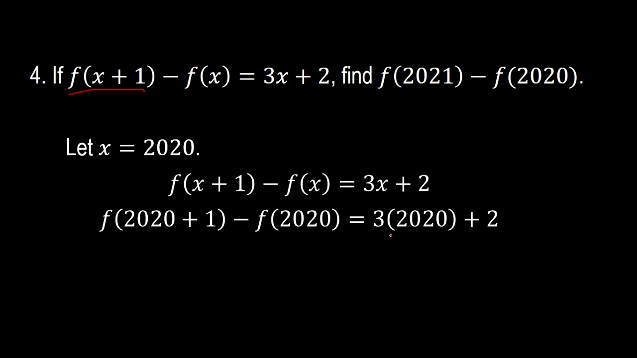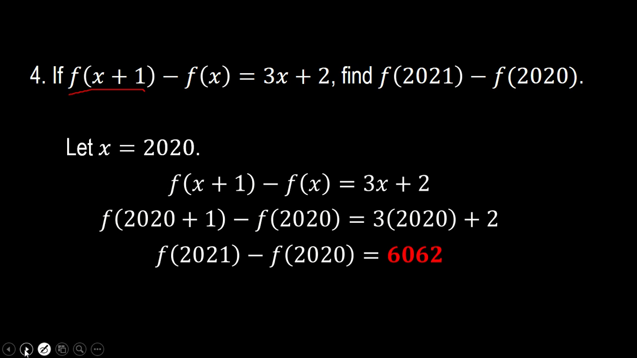So let's try to simplify the right hand side to solve for this value. Given that we have 3 times 2020, so 3 times 2020 is 6,060, plus 2, and 6,060 plus 2 is 6,062. So as you notice, f of 2021 minus f of 2020 is equal to 6,062.